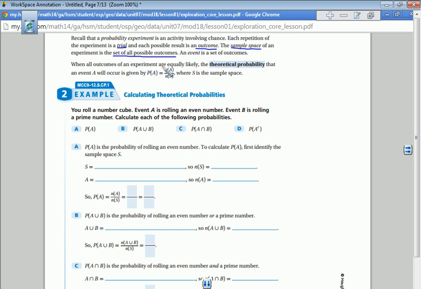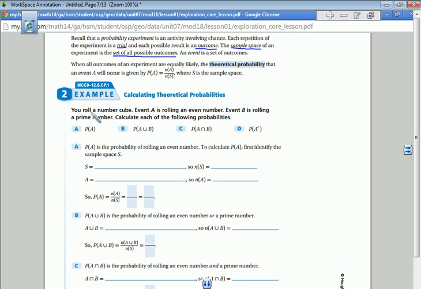When all possible outcomes of an experiment are equally likely, the theoretical probability that event A will occur is given by this: N of A over N of S. So the probability of event A occurring is the number in A over the number in the sample space.